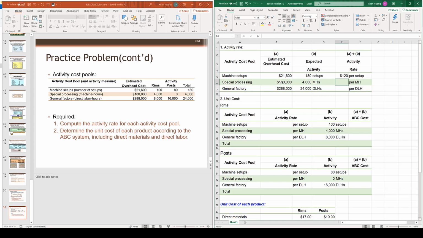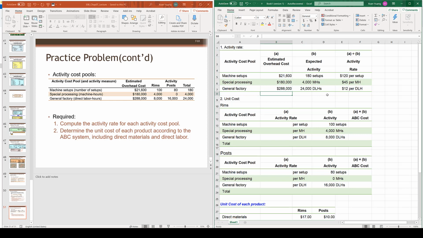For special processing, we do the same thing. Estimated overhead cost 180,000 divided by expected level of activity, and we get the rate here. It's $45 per machine hour. General factory: 288,000 divided by 24,000. We get $12 per direct labor hour. Keep in mind, for each activity cost pool, the activity measure is different.